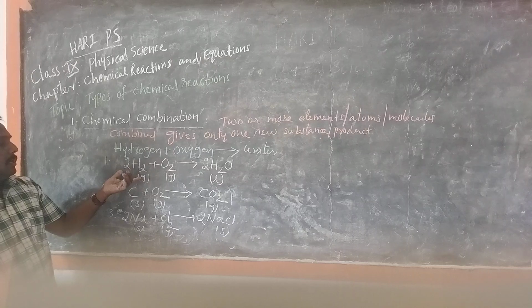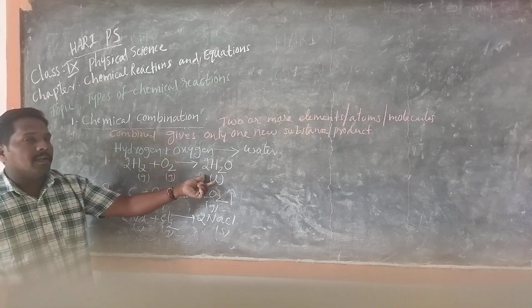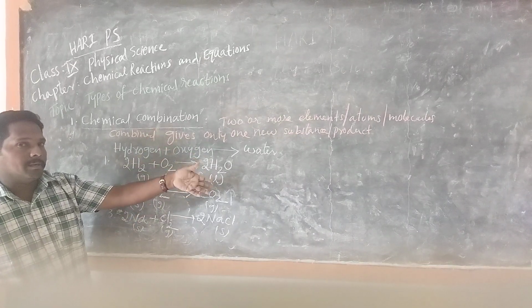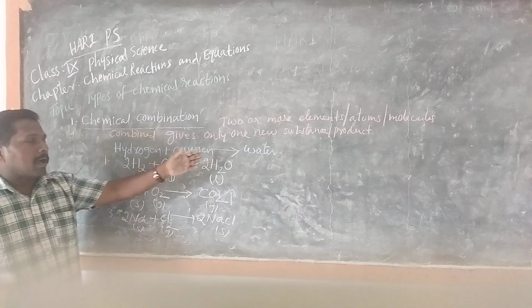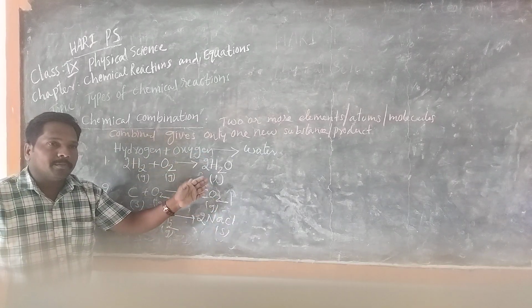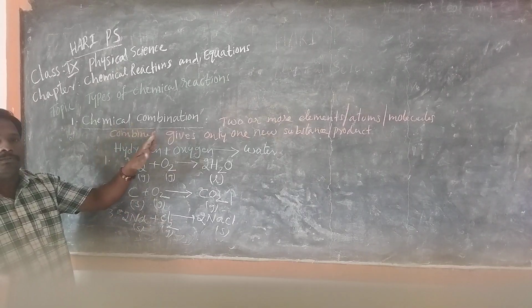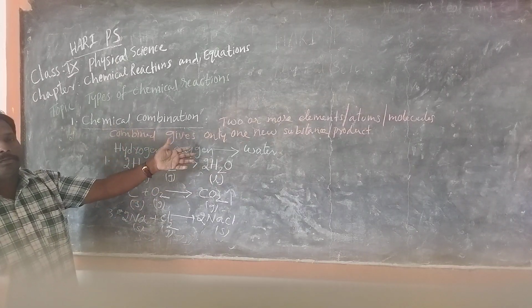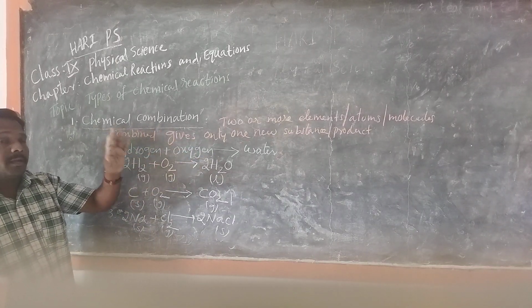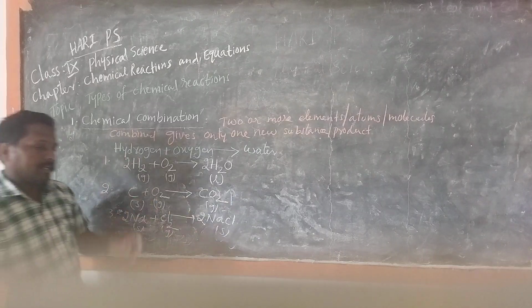Here it is a gas, and here a liquid. So a new product with new properties is formed. The properties of the product are different from the properties of the reactants. A new substance with new properties is formed in a chemical reaction or chemical change.